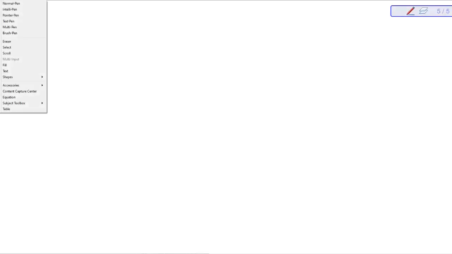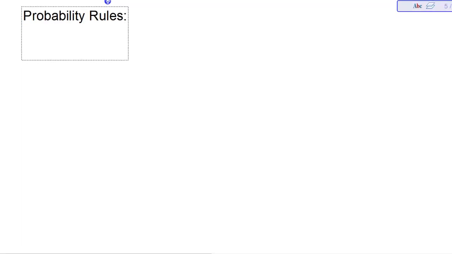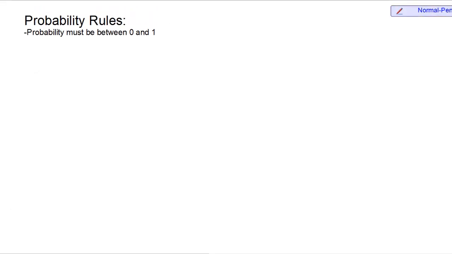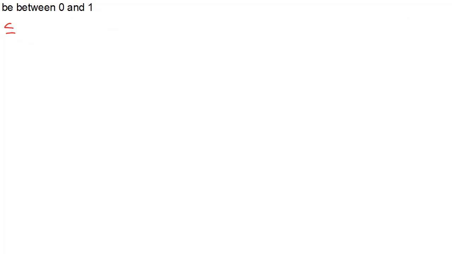Now what we want to do is we want to look at some probability rules. So let's look at some probability rules. First one is that probability must be between 0 and 1. Therefore, it can equal 0 and it can equal 1. But it's going to look like this, which means I can equal 0, I can equal 1, but I have to be between those. I'm not going to have any negative numbers, and I'm not going to be over 1. Okay?